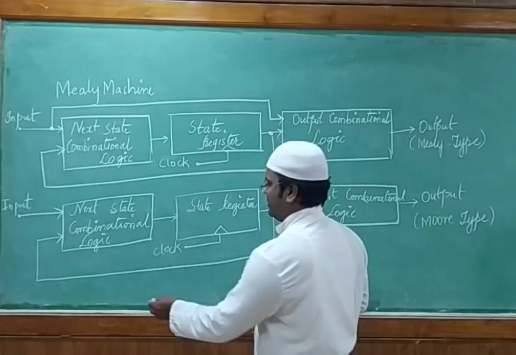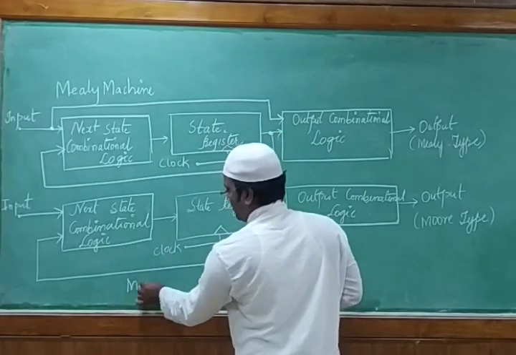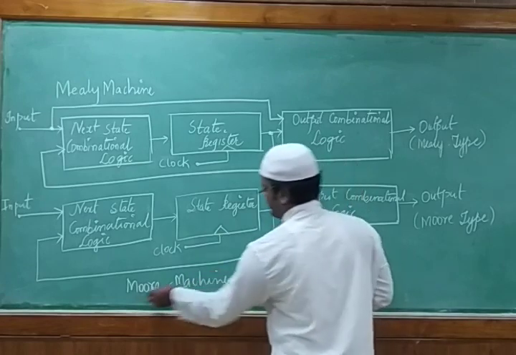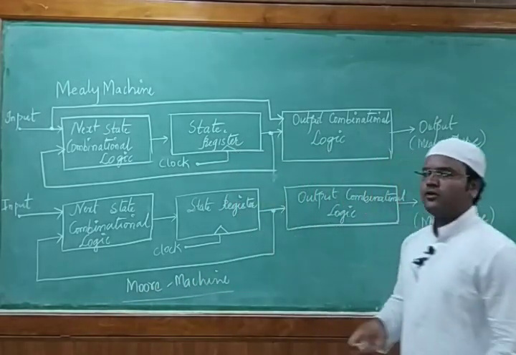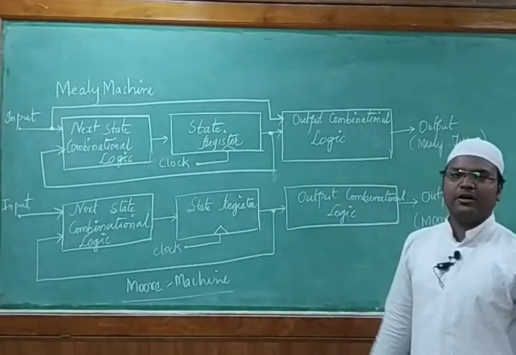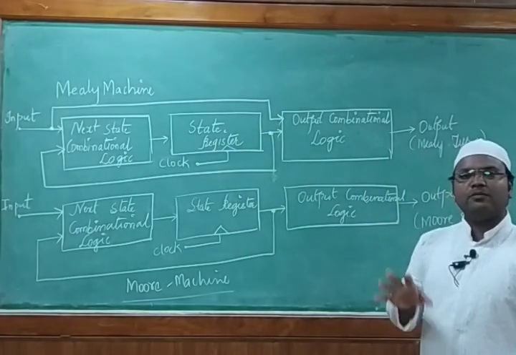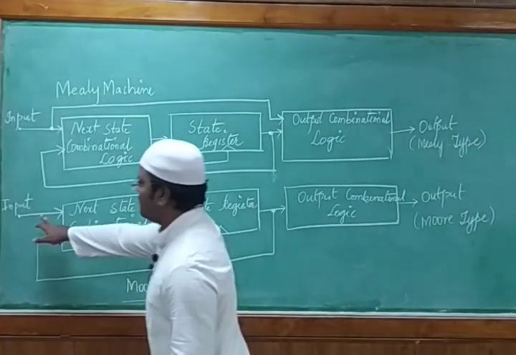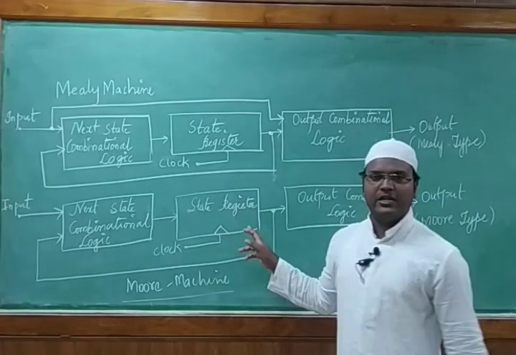What about the Moore machine? This is the block of Moore machine of finite state machine, or FSM, right? As you can see here, in Mealy we do have a feedback. That feedback we don't have in Moore. So what is a Moore? It depends upon only present state, it doesn't depend upon the inputs. That's the reason once input is given, it is passed once only.